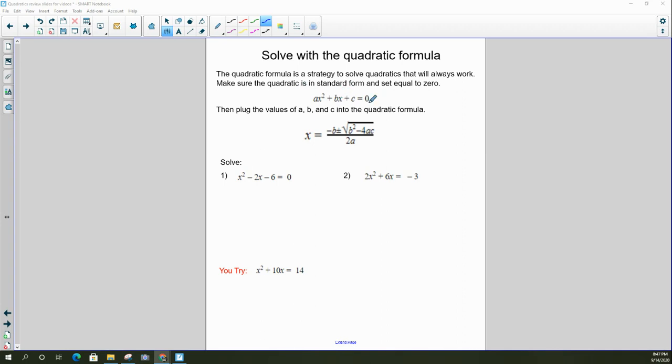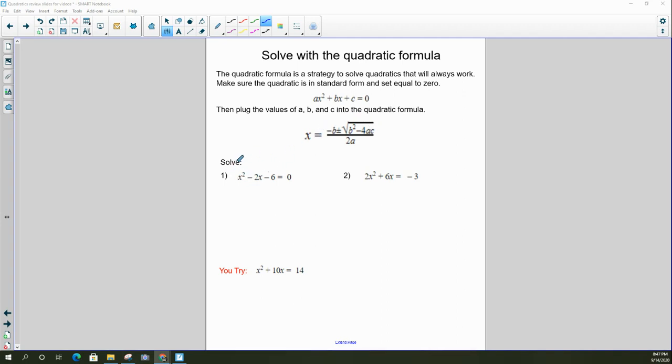Once you get it in standard form, we're just going to plug your A, B, and C into the quadratic formula, which is right here: negative b plus or minus the square root of b squared minus 4ac, all over 2a. If the inside of the radical is negative, we won't get any real solutions. Our solutions are going to be imaginary, and we'll talk about that later. But for now, if that happens, we'll just write no real solutions.